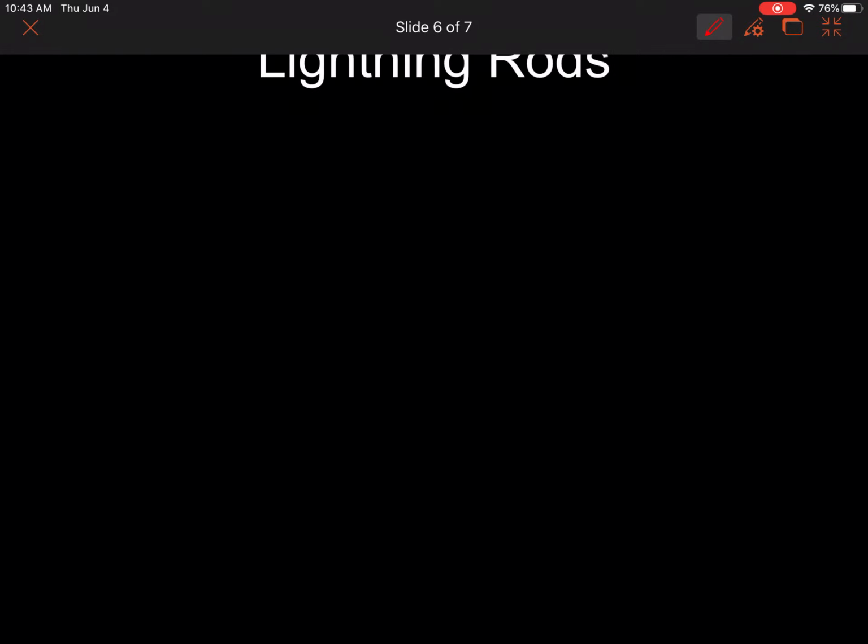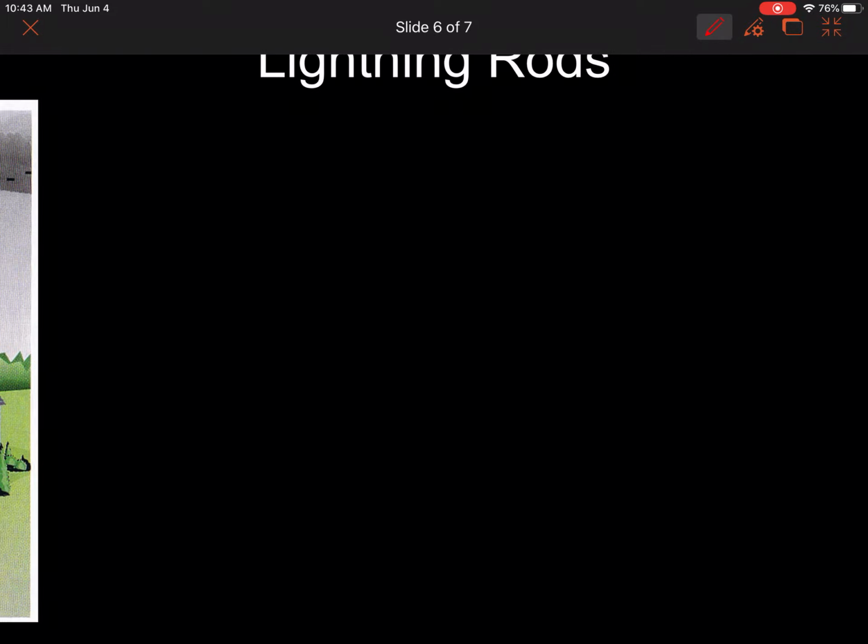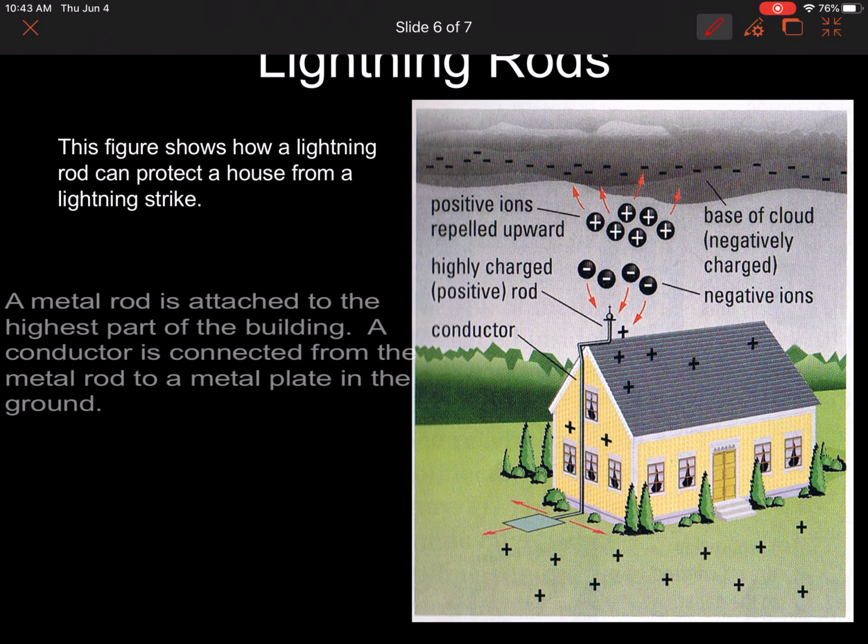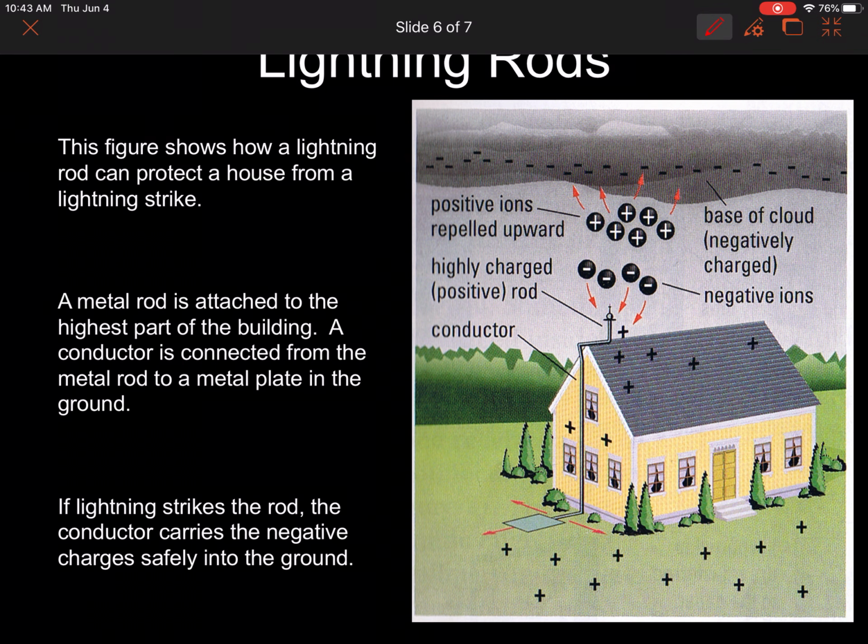Okay, so that says lightning rods there. So we're just going to talk about lightning rods, and then I'll get you to sketch this. So basically how this works, again, we've got the negative charges in the cloud, right? These are happening because the clouds are rubbing together and you're getting a buildup of electrons. They're stripping electrons off part of the cloud and putting them on another. We talked about charging by friction in our last lesson.